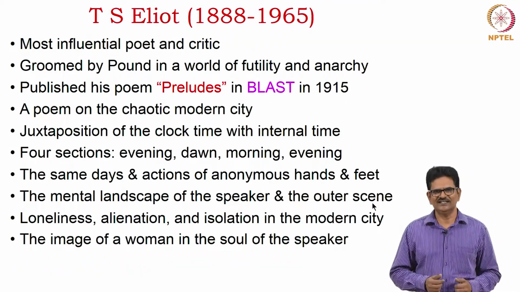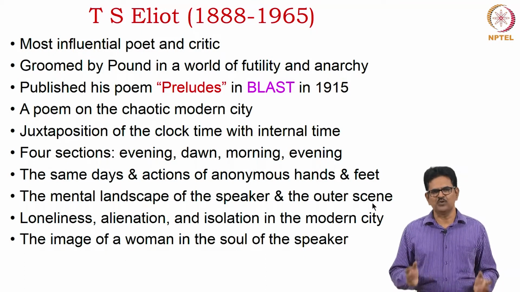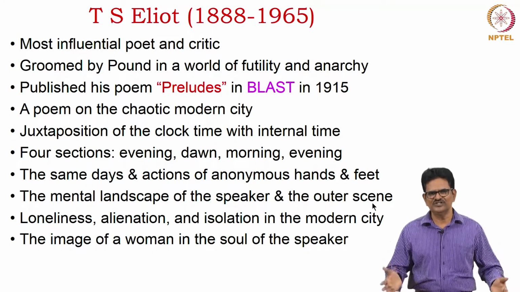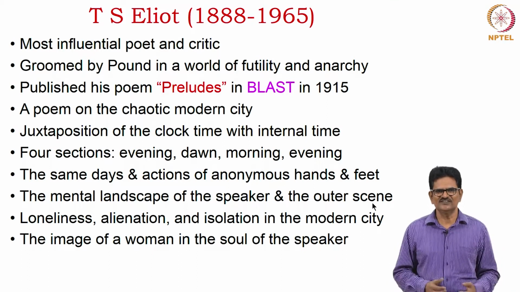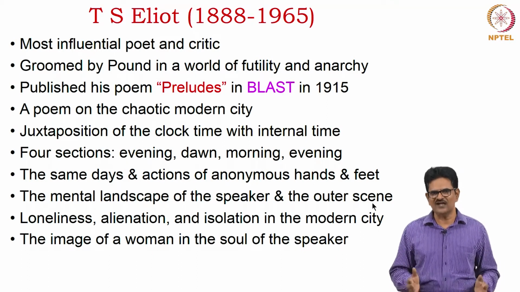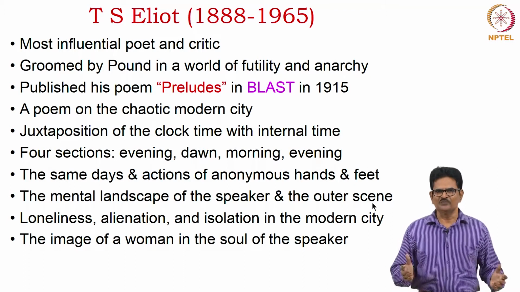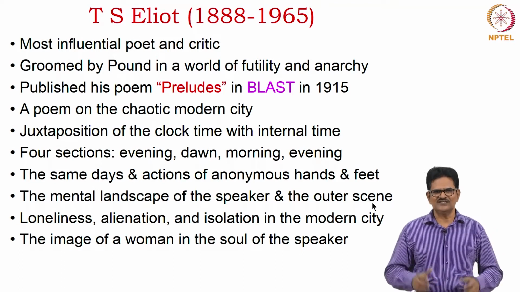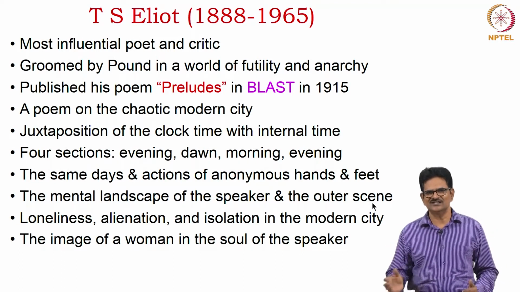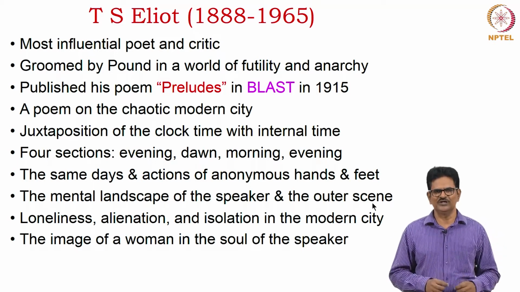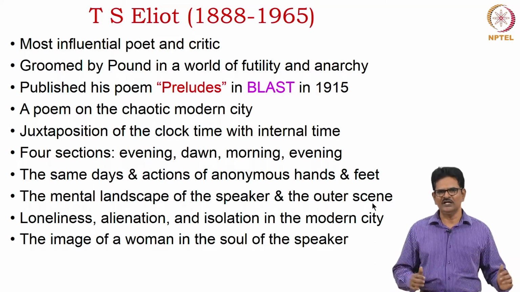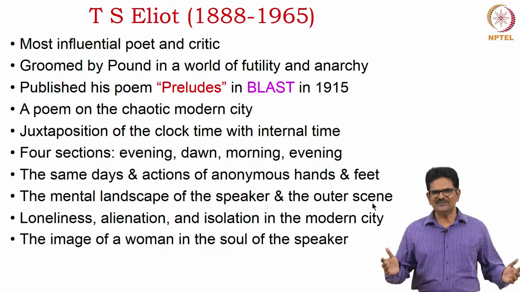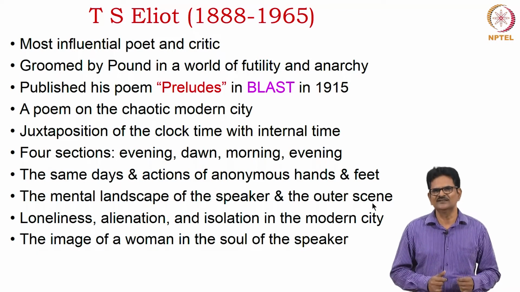We come to T.S. Eliot now, one of the most influential poets and critics of the 20th century. He was groomed by Pound in a world of futility and anarchy. He published his poem Preludes in Blast in 1915. A poem on the chaotic modern city is Preludes. It juxtaposes the clock time with the internal time. We have 4 sections in this poem about evening, dawn, morning and again evening. The same days and actions of anonymous hands and feet are picturized in this poem.